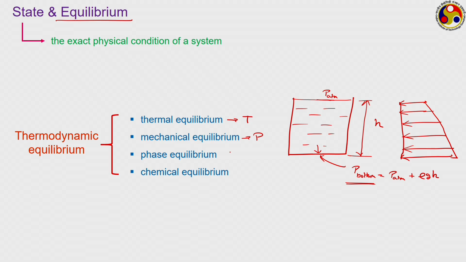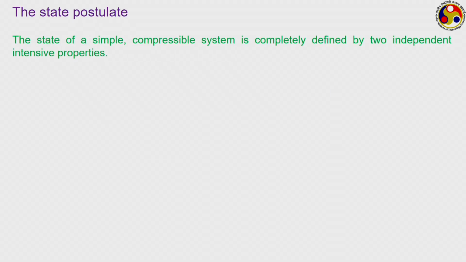In this course of thermodynamics, we do not have to discuss too much about phase and chemical equilibrium. We shall be primarily considering the thermal and mechanical equilibrium. Chemical equilibrium will come into the picture only in the last week of this course, in the module where I shall be talking about chemical thermodynamics. Next is the state postulate.